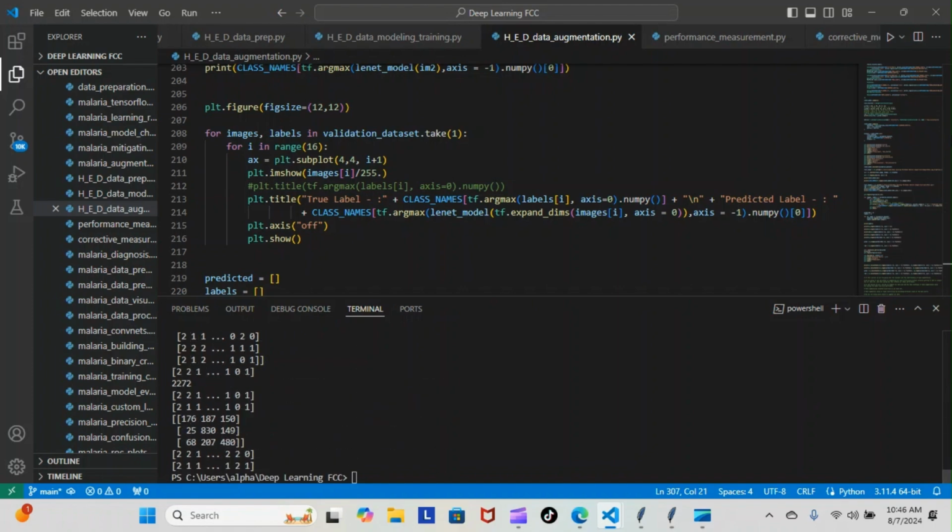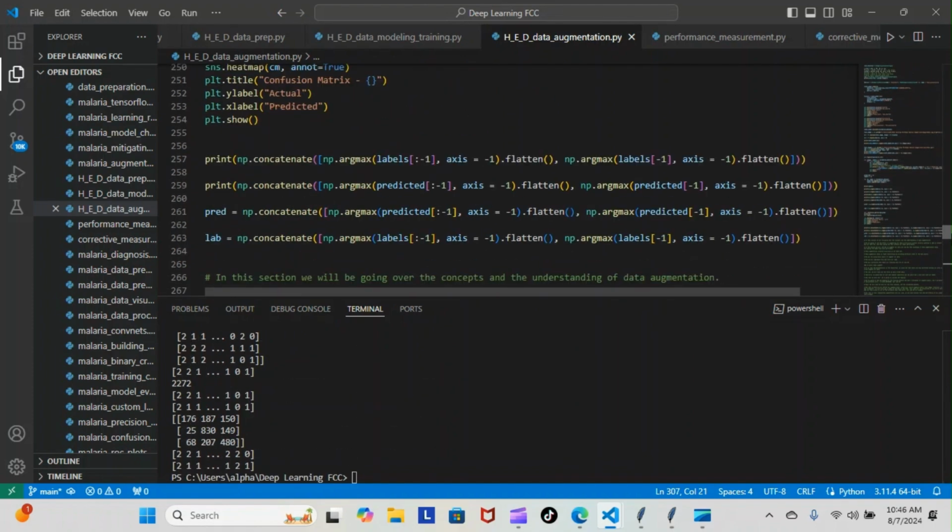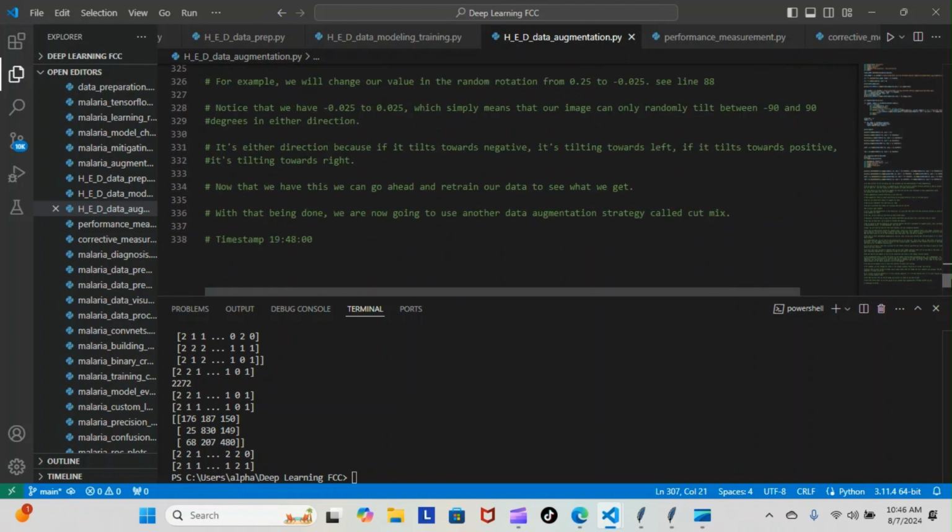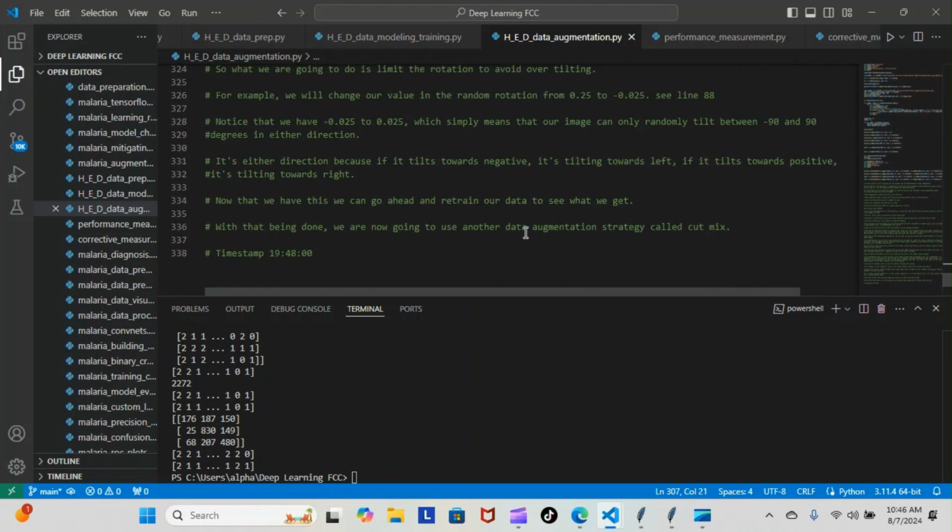So we can move forward now. And the next thing we're going to be going over is the data augmentation strategy called CutMix. So we'll be doing that tomorrow, and of course I will be keeping you posted on that.